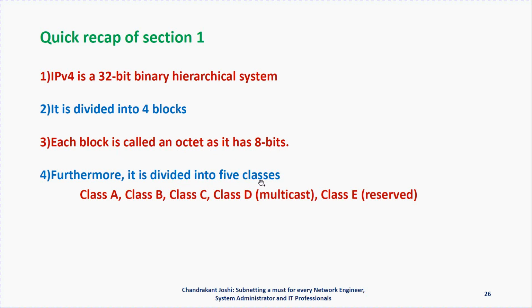Furthermore, it is divided into 5 classes, class A through class E, of which class E is reserved and we cannot use that. Class D is for multicast used by the dynamic routing protocols. Class A, class B and class C are the other classes where we are going to do all our calculations.